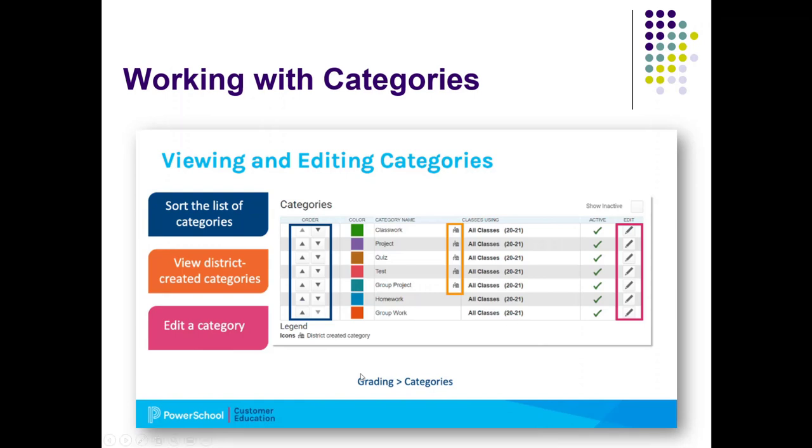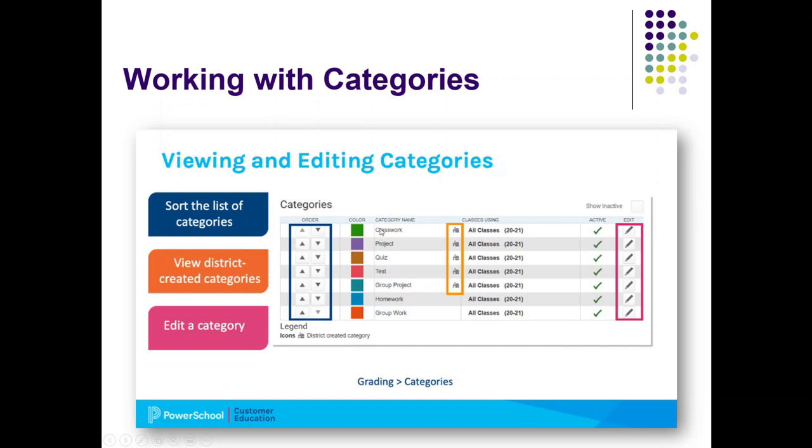If you go on to the left navigation pane and click grading and then categories, you're going to view and edit categories that are going to be listed there. So after creating categories, this is where you will go to see them. You can sort the order in which they appear by using the downward buttons or upward buttons here.